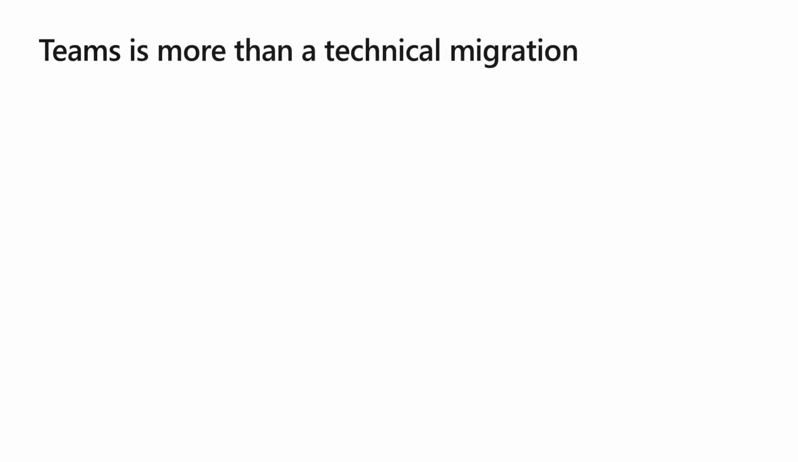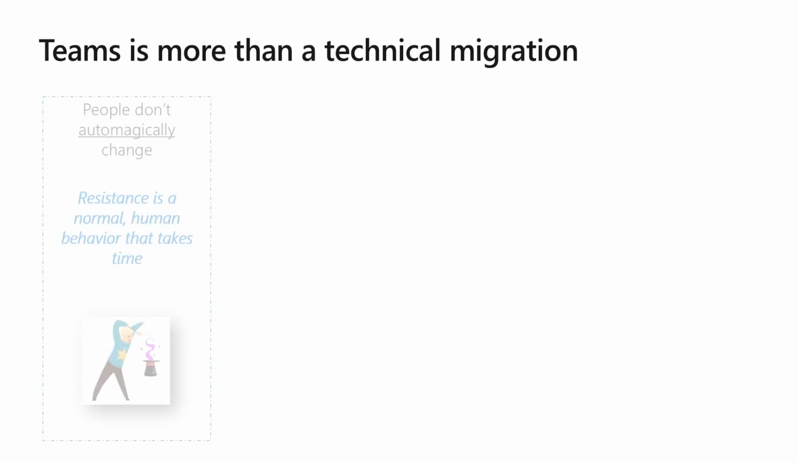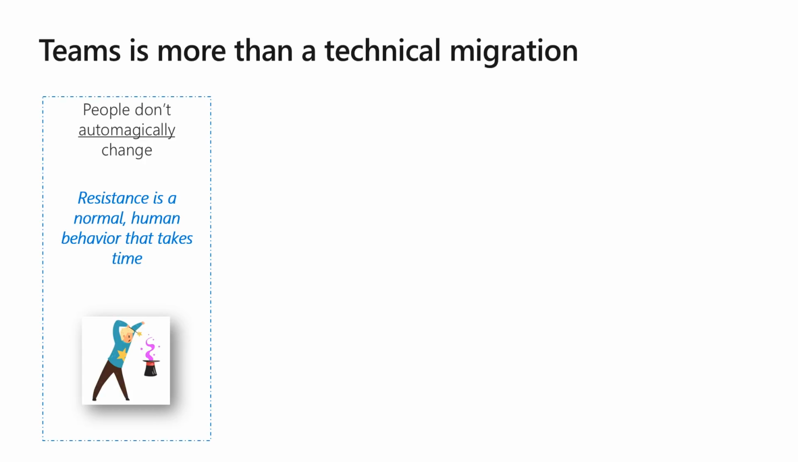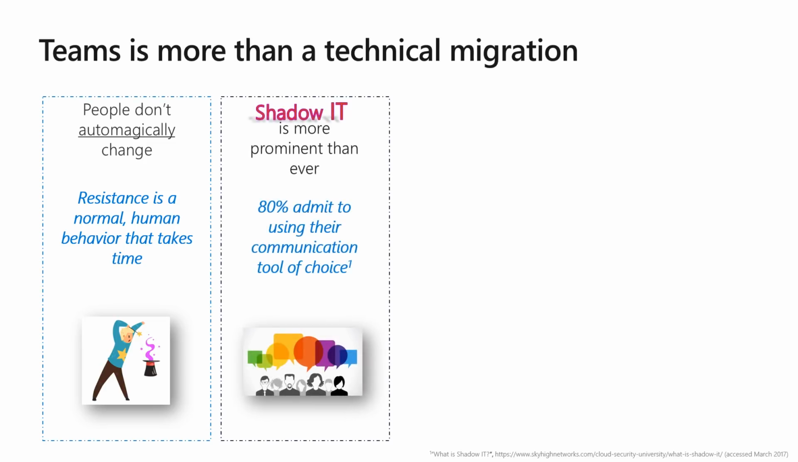Now, in the context of the upgrade to Microsoft Teams, we must make sure that we realize that Teams is much more than a technical migration. The people aspect of it is critically important because people themselves don't automatically change. We don't just simply adapt to change very rapidly, because resistance is a normal human behavior and it takes time to develop deep habitual usage of a particular application or platform.